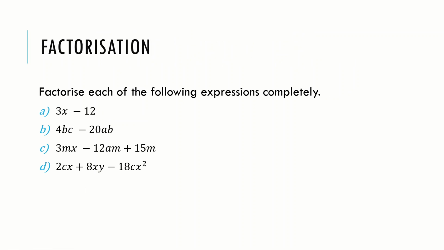Okay, factorization. Factorize each of the following expressions completely. So factorization just means the opposite of expansion. Put it together as compactly as possible, and you need to include brackets whenever possible. For example, 3x minus 12: you can take out 3 from 3x, then you'll be left with x. Take out 3 from 12, it will be 4. So you get 3 bracket x minus 4 close bracket.